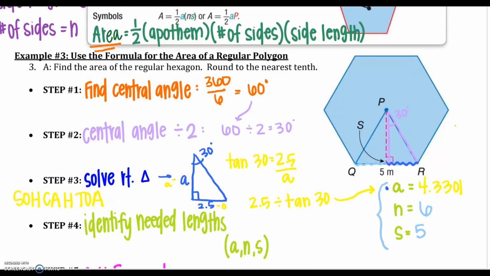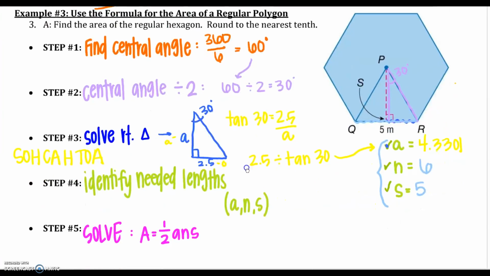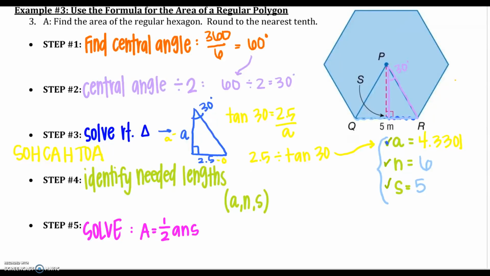All right, so step 4 was identifying all of our lengths, which we have all 3 of them now. And now we're ready to just plug in and solve. So my area equals 1/2 my apothem times my number of sides times my side length. So my area is approximately 65 meters squared.